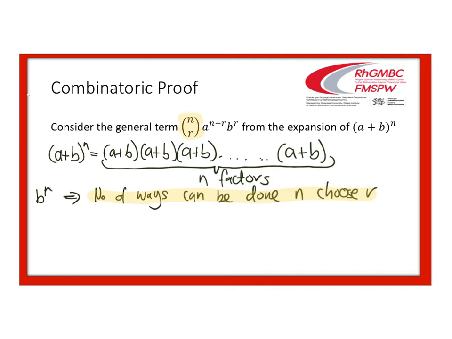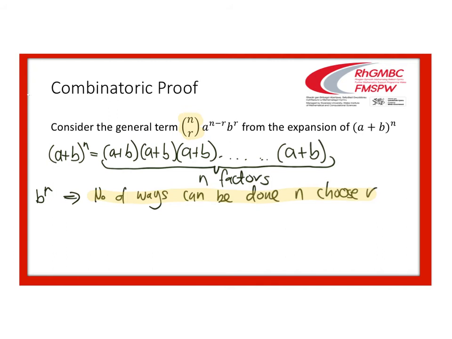This is exactly the same as saying we've got a bag with 10 counters in and we want to pick 7 of those counters. How many ways can we pick 7 counters? Well, we've got 10 and we choose 7. Here we have n brackets and we want to choose r of those brackets, so we do n choose r.